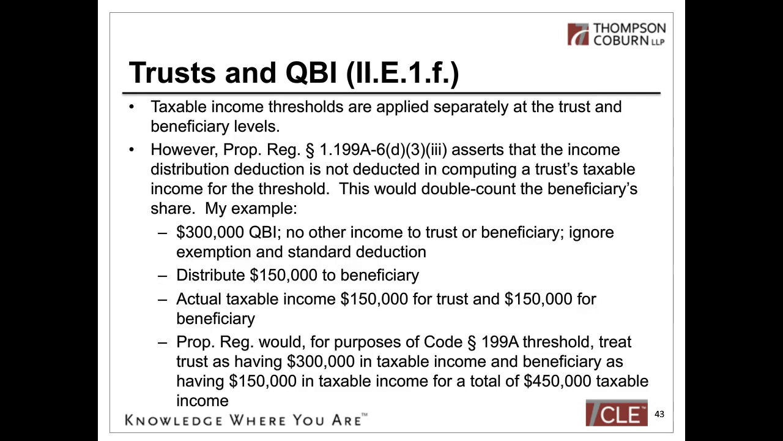The taxable income thresholds are applied separately at the trust and beneficiary levels. So when you're checking whether you're above or below the taxable income threshold, $157,500 for most taxpayers, $315,000 for married filing jointly, you apply those thresholds at the trust level for the trust's own retained qualified business income and wages and UBIA, and you look at the beneficiary's own tax return for whether they have taxable income above the threshold for applying the test to the QBI, W-2, and UBIA amounts.